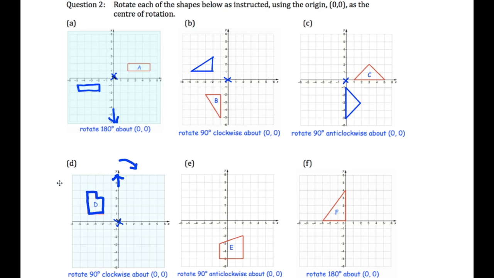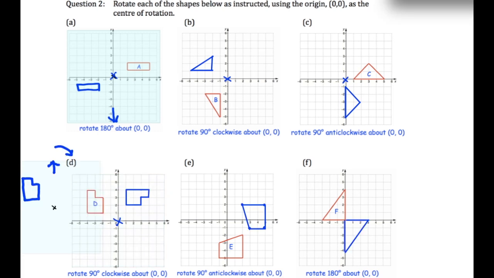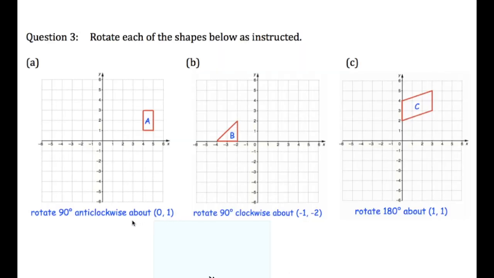So now you can do D, E and F. So just press pause, have a go, and when you're ready for the answers, press play. Here are the answers. For question 3 we do the same thing.